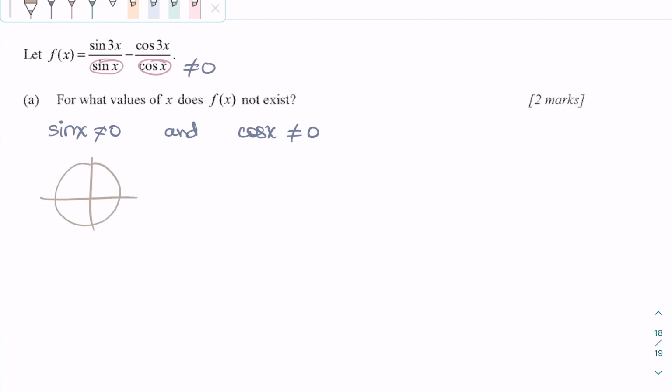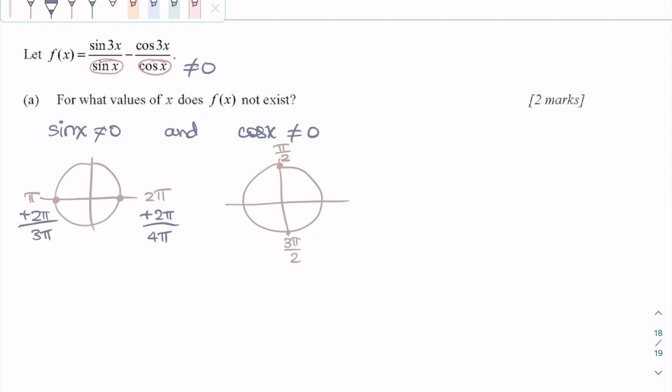Sine x is 0 in 0, pi, 2 pi, and so on. Cosine is 0 in pi over 2 and 3 pi over 2. But to all of these values, we can add 2 pi to get the same location on the unit circle. This means we need to find a general solution for the recurring values where the function is not defined.